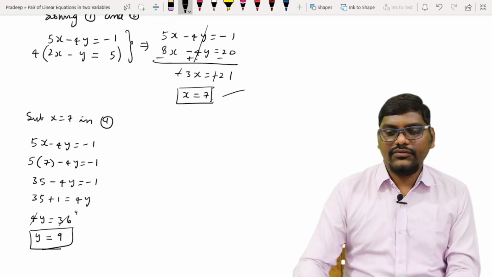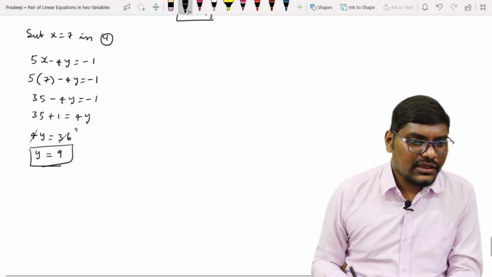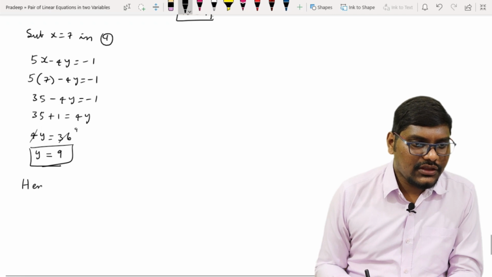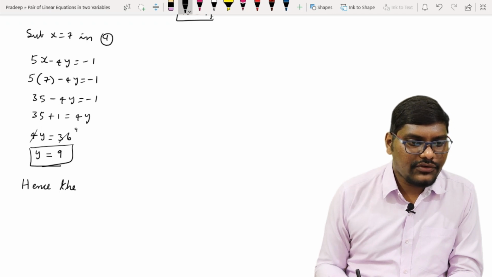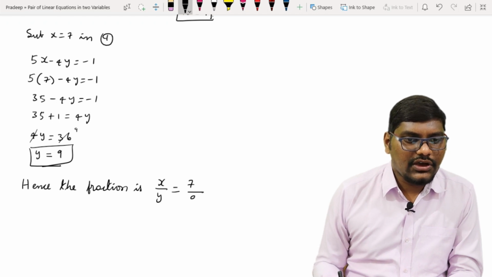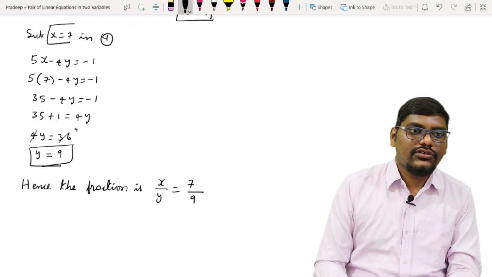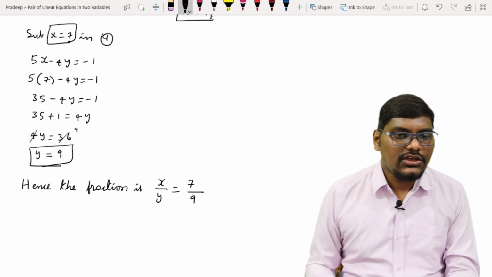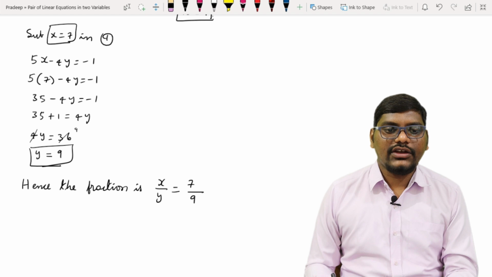So what fraction can we write now? Hence the fraction is x by y, which is nothing but x we got as 7 and y we got as 9. So the fraction which they asked us to find is 7 by 9.